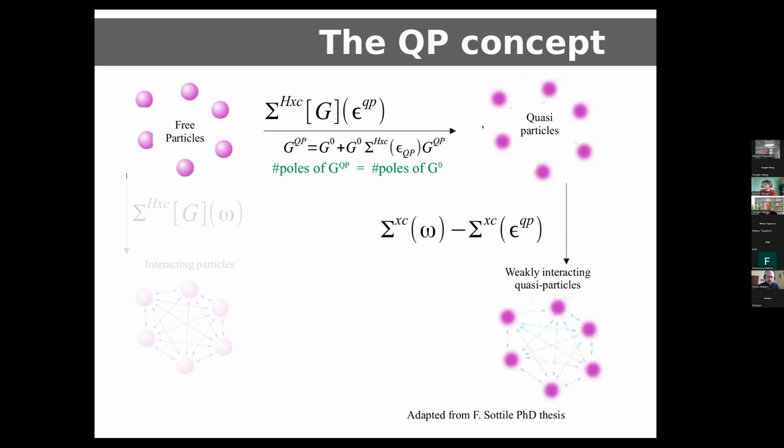Of course, the particles are interacting, and also the quasi-particles are in practice interacting, but the residual interaction is much weaker, and it is related to the fact that the self-energy is dynamical, and that in practice one would expect a much higher number of poles in the interacting system.